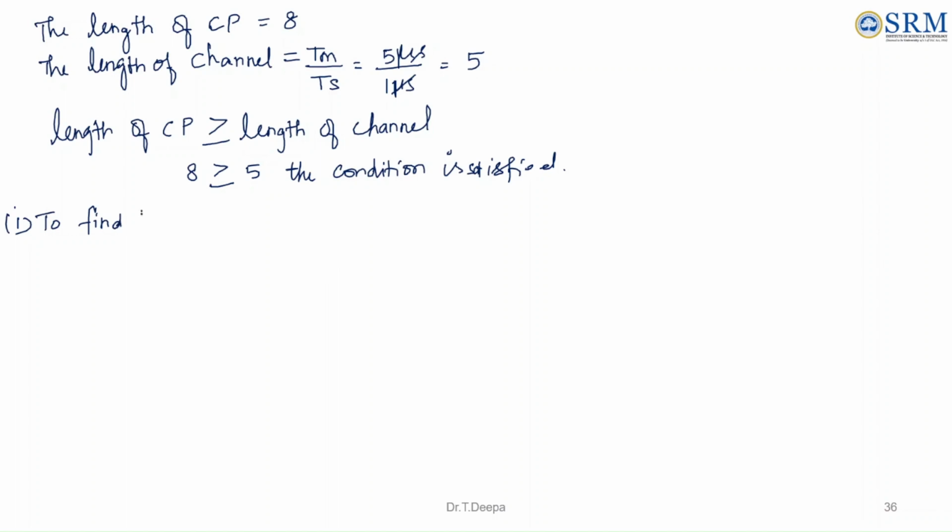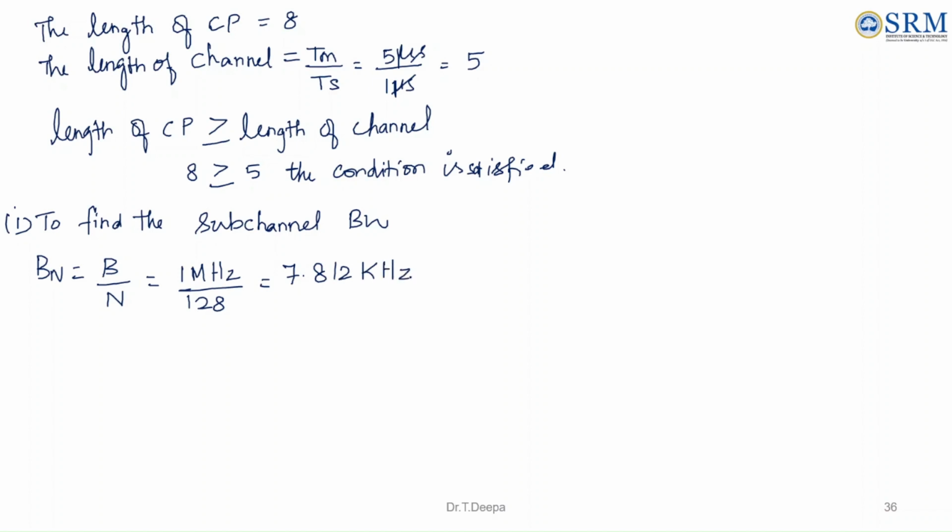To find the subchannel bandwidth, Bn is nothing but the total bandwidth divided by the number of subcarriers. From the total of 128 subcarriers, 1 megahertz by 128 is nothing but 7.812 kilohertz. Or, another method using this formula, Bn is equal to 1 by Tn, that is 1 by 128 microsecond. You get the same answer, 7.812 kilohertz. So use either formula for finding the subchannel bandwidth, with the number of subcarriers or using the Tn value.